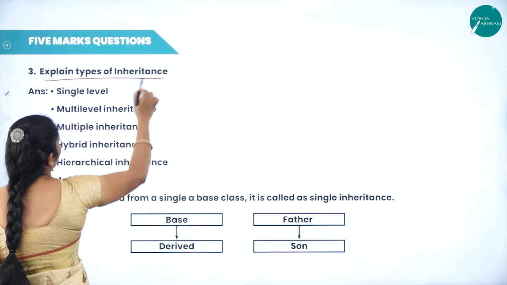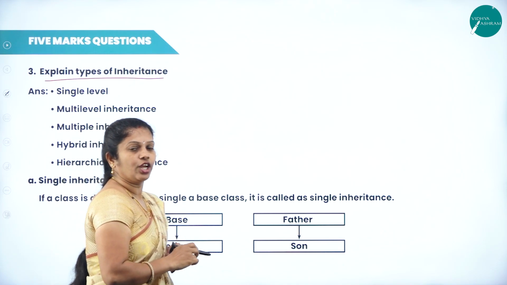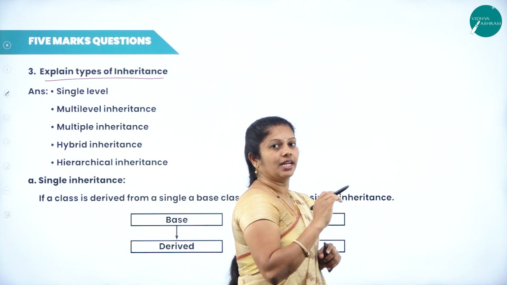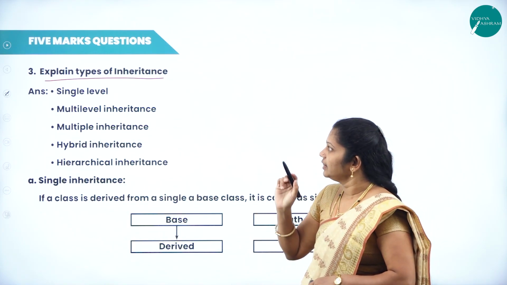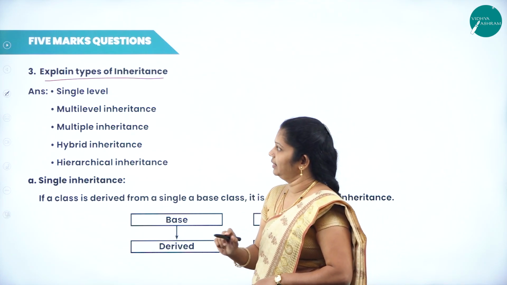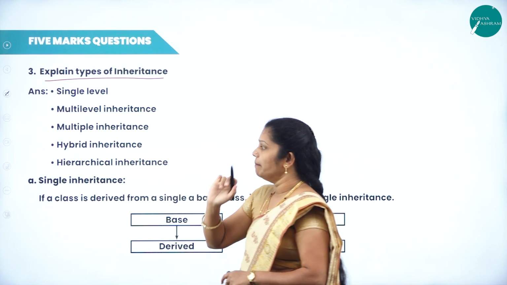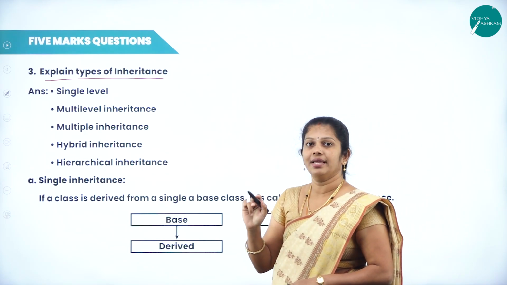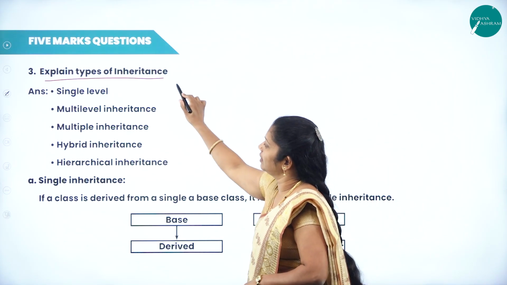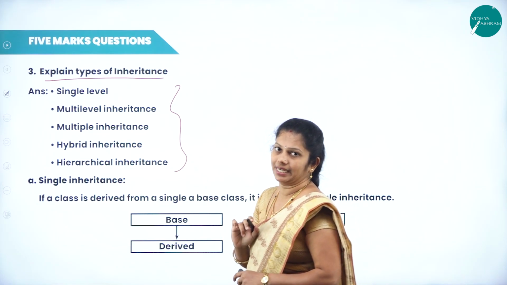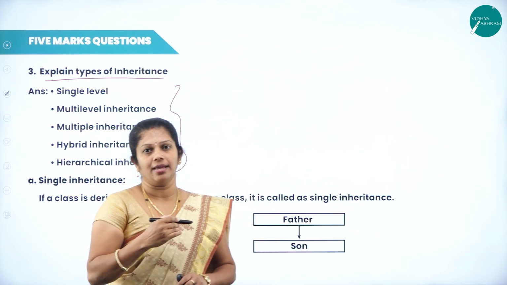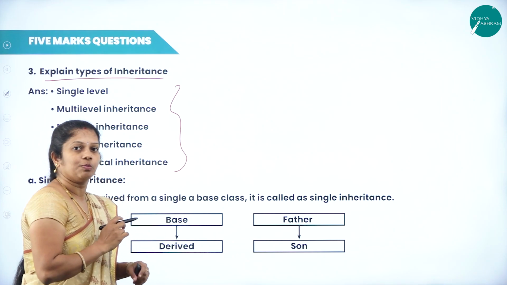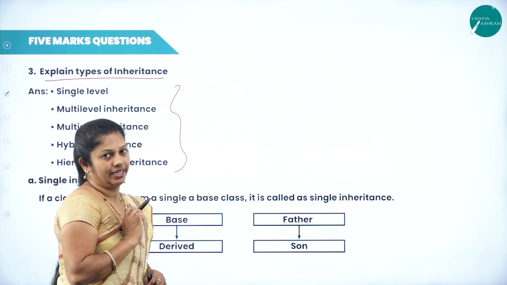Explain types of inheritance. When we come to types of inheritance, there are totally 5 types of inheritance. The first one, single level inheritance, multi-level inheritance, multiple inheritance, hybrid inheritance as well as hierarchical inheritance. These are the 5 types of inheritance we'll get, because so many times they ask this question: explain different types of inheritance.